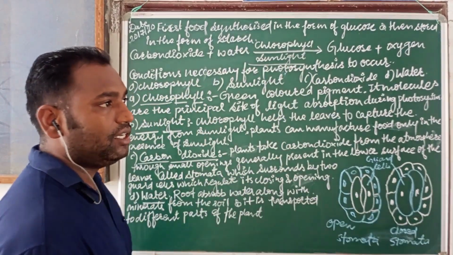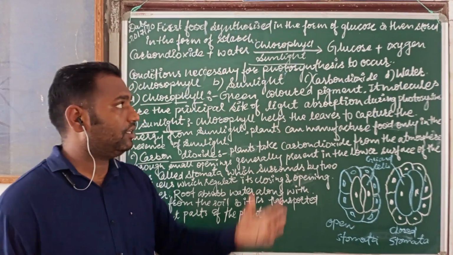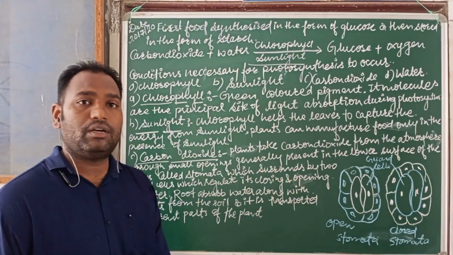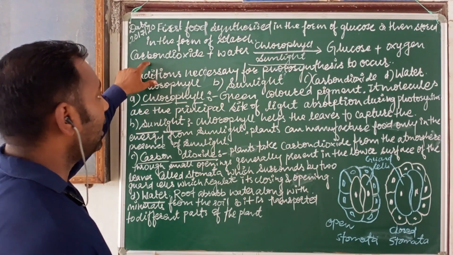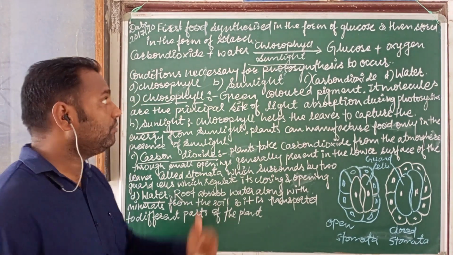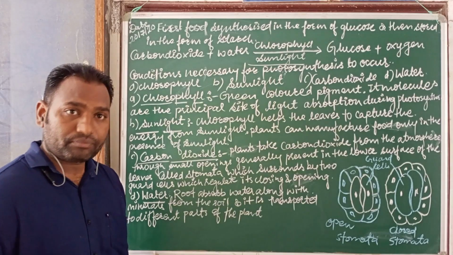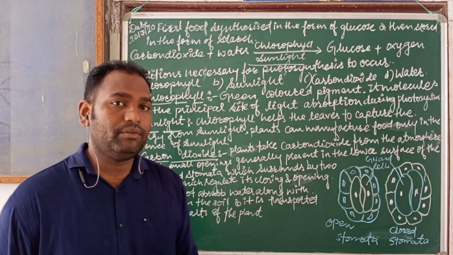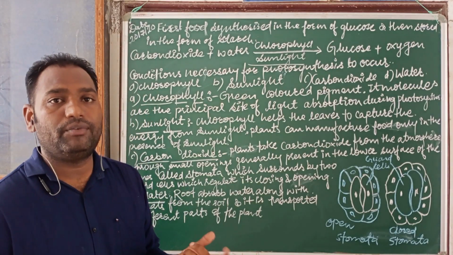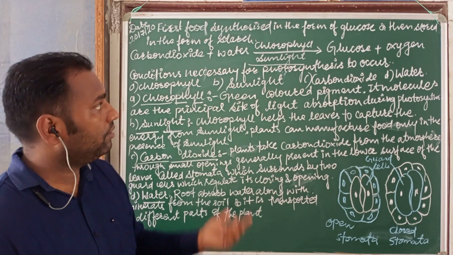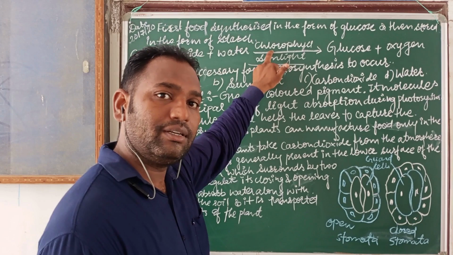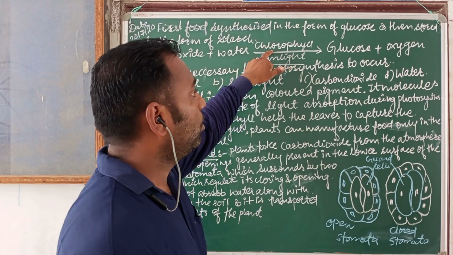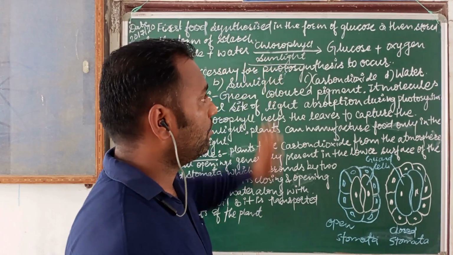That is the ultimate source of energy. Once again, who is the ultimate source of energy? That is the sunlight, or the sun. And carbon dioxide they can take from the atmosphere. Water is already in the ground, and they take it with the help of roots or root hairs. Chlorophyll is already contained in the green leaves, in the chloroplast, and sunlight is from outside.